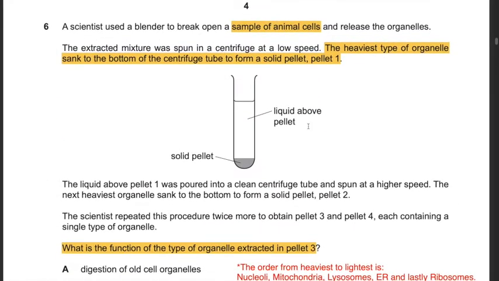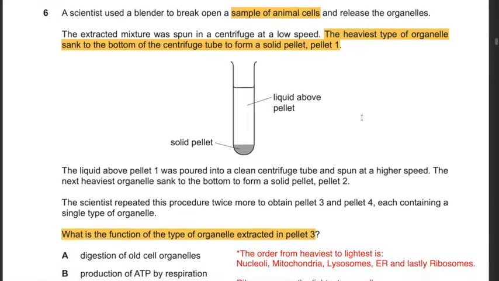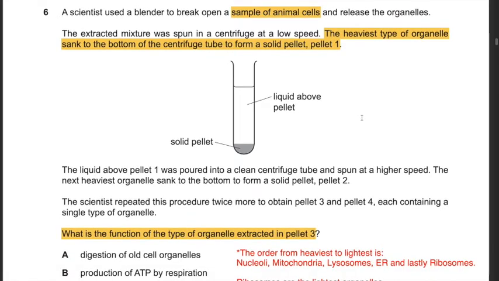A scientist used a blender to break open a sample of animal cells and release the organelles. The extracted mixture was spun in a centrifuge at a low speed. The heaviest type of organelles sank to the bottom of the centrifuge tube to form a solid pellet, pellet 1. The liquid above pellet 1 was poured into a clean centrifuge tube and spun at a higher speed. The next heaviest organelles sank to the bottom to form a solid pellet, pellet 2.